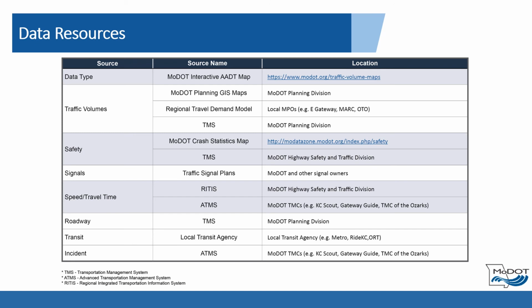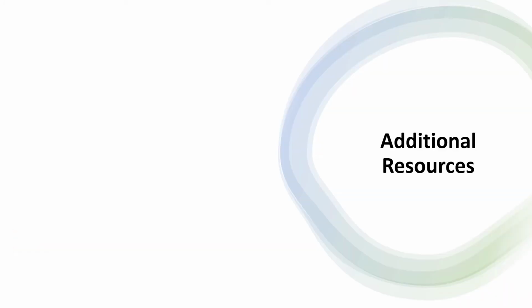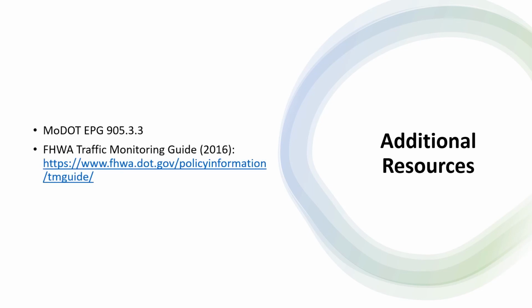Resources for collecting data include sources for the type of data: traffic volumes, safety, signals, speed and travel time, roadway, transit, and incident. Resources that provide general guidance are shown on the screen. Additional information on data collection can be found in the Engineering Policy Guide 905.3.3.